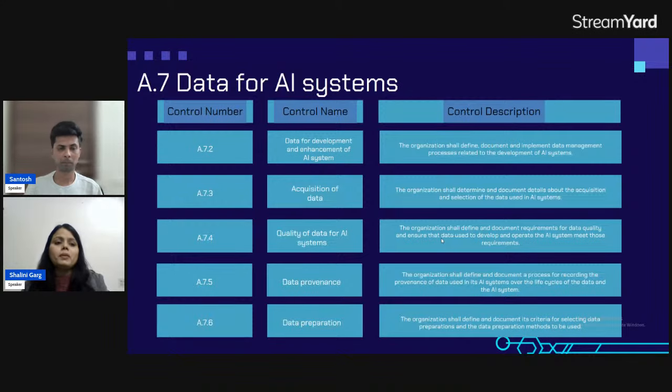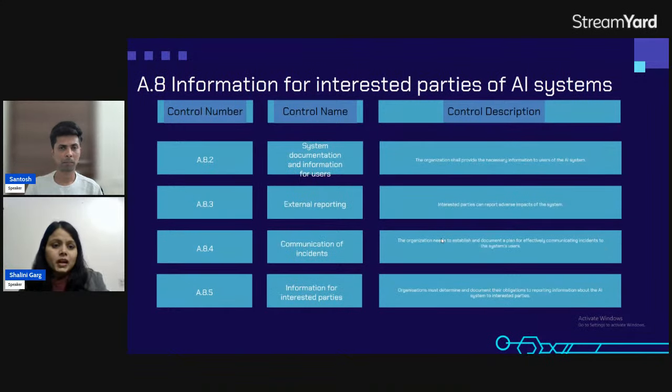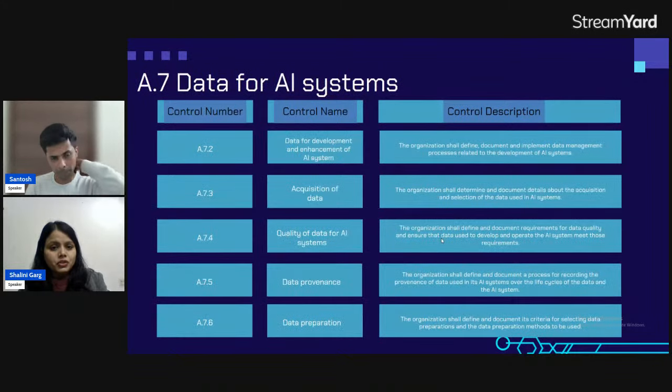Now we'll talk about acquisition of data. When it comes to getting the right information for our AI system, we have to think about different things. Firstly, we need to know what type of data our AI system requires, how much data we are talking about, and where we are getting this data from. It could be from inside the organization, bought from somewhere else, shared by others, or even open data that's freely available in the market.